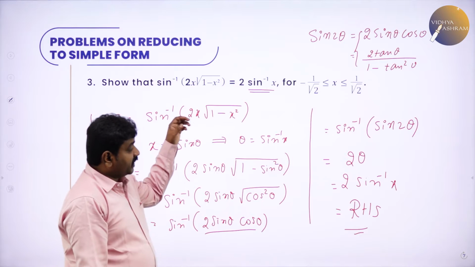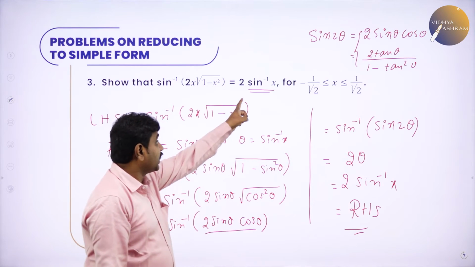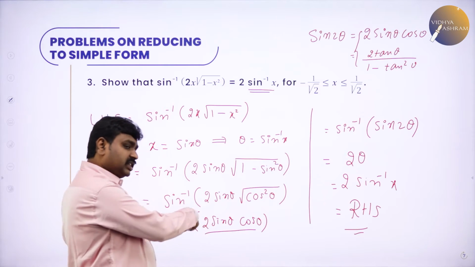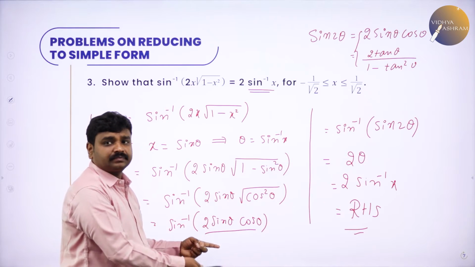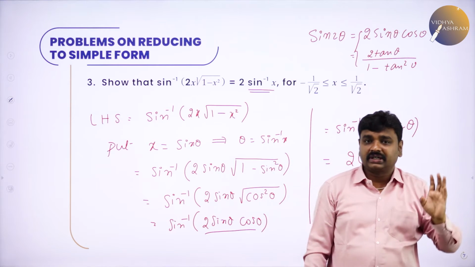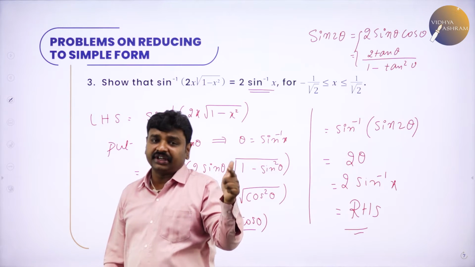See here, if you take sin theta as x or cos theta as x, it will get simplified. But to get the RHS, you have to take x as sin theta. Because 2 cos theta sin theta is also sin 2 theta. What is sin 2 theta? 2 sin theta into cos theta. We used sin 3 theta, cos 3 theta and sin 2 theta in today's class.